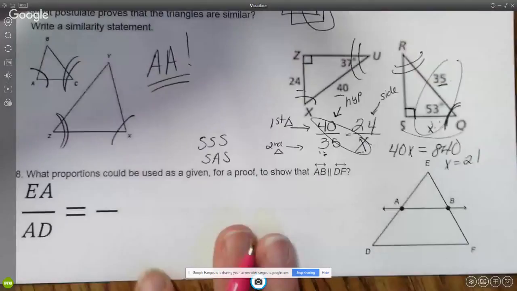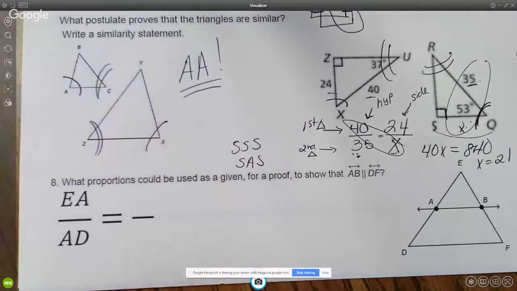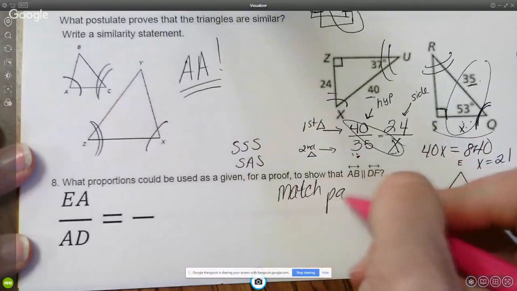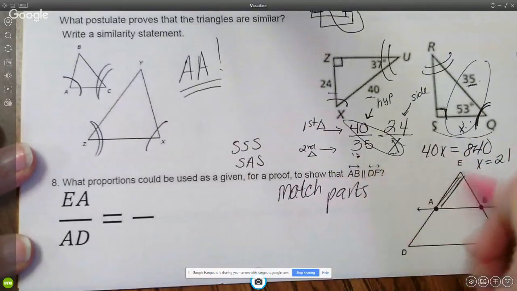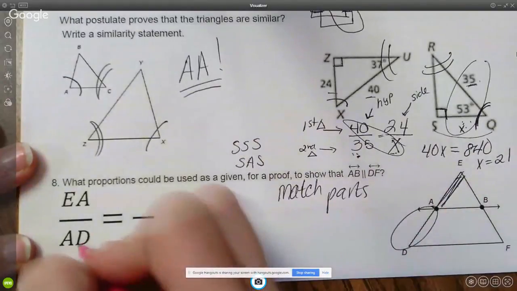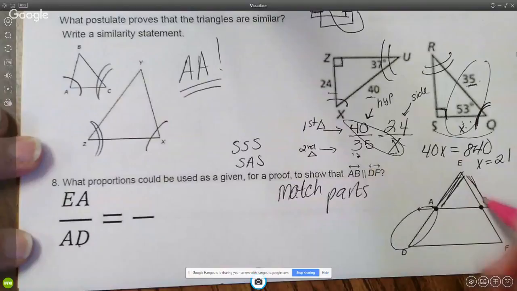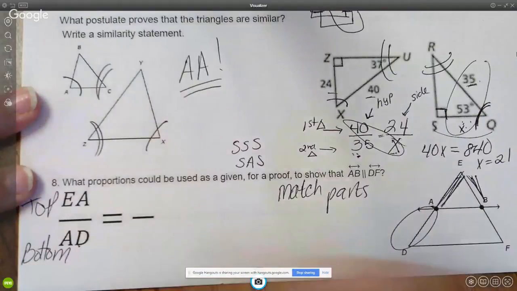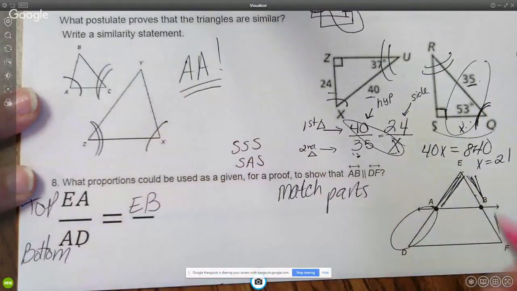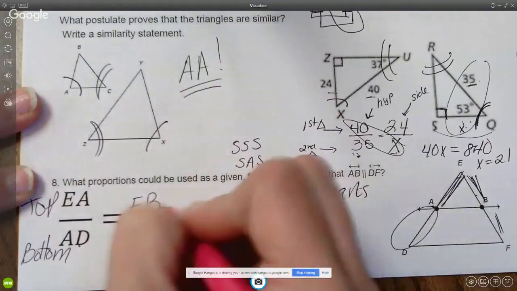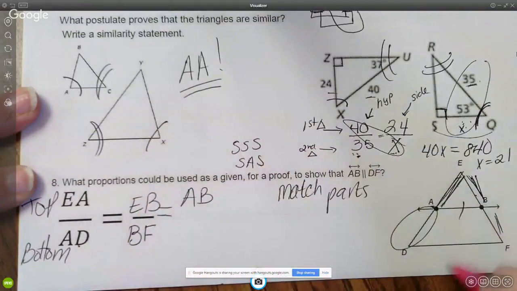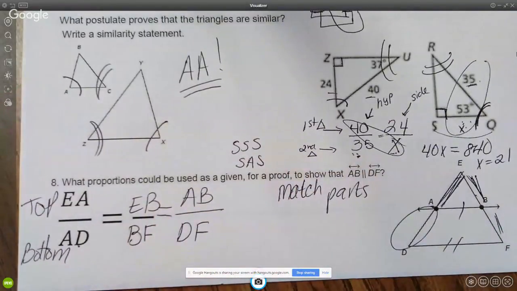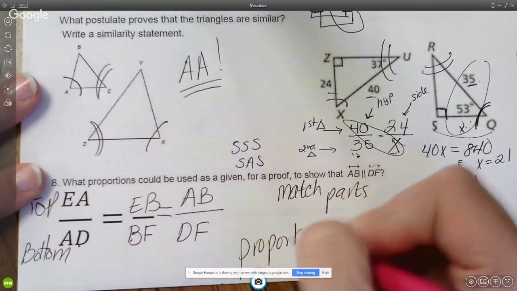Down here, what proportions could be used to show that they're parallel? Remember, this is where we match the parts. So if EA matches to AD, then we're going to stick with the top triangle again. So this is our top triangle. This is our bottom part. So then EB will have to match to BF. Technically speaking, you also could say AB, which is this line, matches to this line down here. And we don't want to say that it is equal. Basically, we're writing proportions. This is all about proportions.